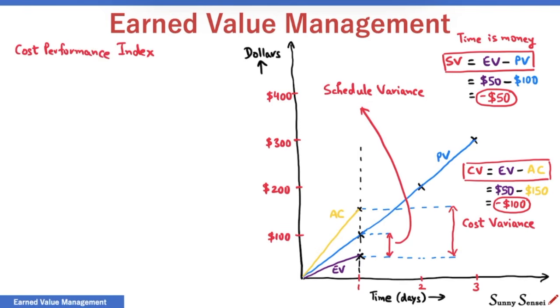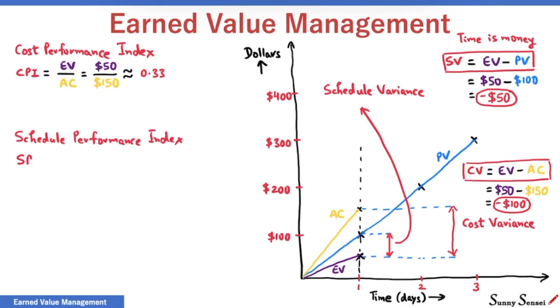Cost Performance Index, or CPI, is the first one. CPI is the ratio of earned value to actual cost. For this example, the CPI is approximately 0.33. The next parameter is Schedule Performance Index. Schedule Performance Index is the ratio of earned value to planned value. So the SPI is 0.5.